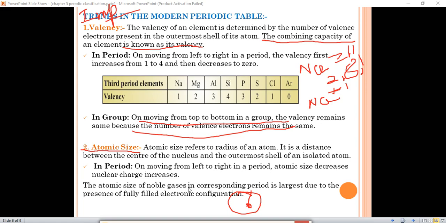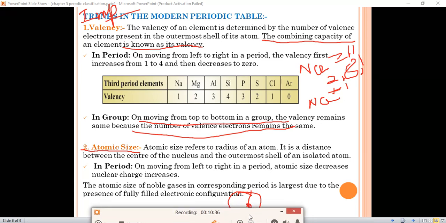The atomic size of noble gases in the corresponding period is largest due to the presence of fully filled electronic configuration. In a particular period, the noble gases have the largest atomic size. Why? Because their outermost shell is completely filled. They have fully filled electronic configuration.